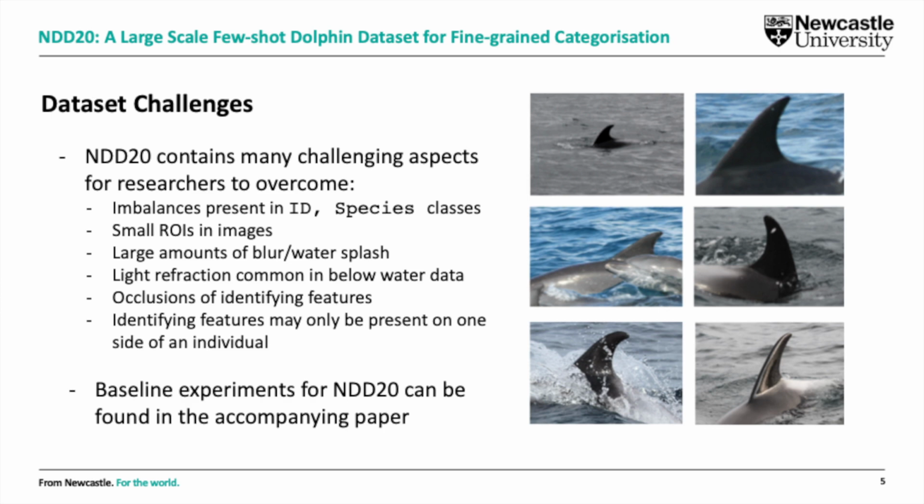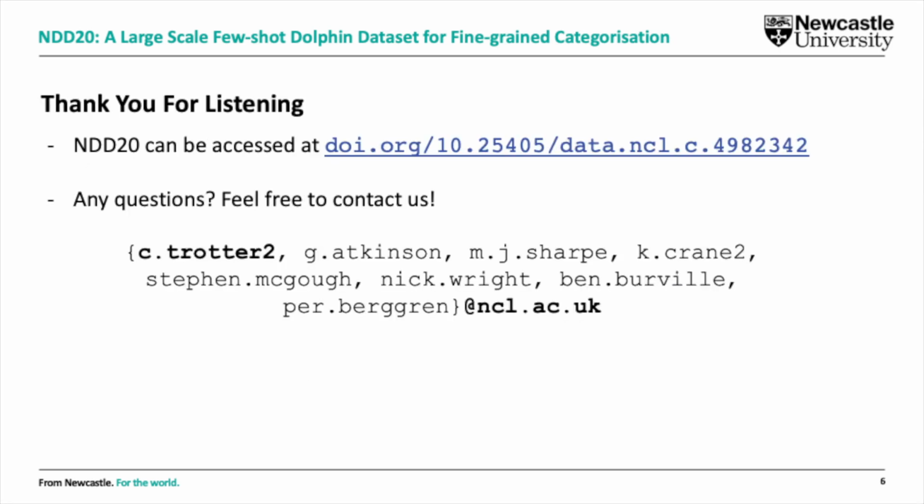NDD20 contains many challenging aspects, such as imbalances present in the ID and species class labels, small ROIs, large amounts of blur, water splash or occlusion, light refraction, and identifying features only being present on one side of an individual. Baseline experimentation for NDD20 can be found in the accompanying paper.